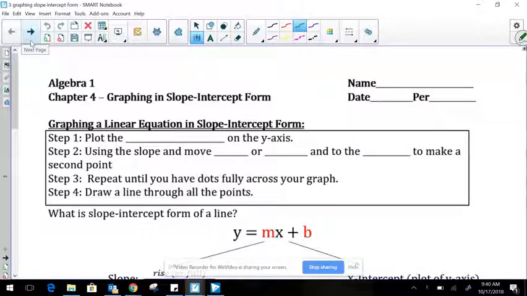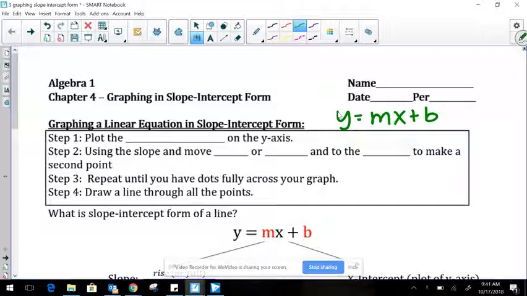Hi there. Today we are going to graph in slope-intercept form. So this top part here, we have a box with a few steps that we're going to fill in, and then I'm going to show you how to do this on a graph. So we are graphing in slope-intercept form. That slope-intercept form is always y equals mx plus b. Down below, I'll talk more about that in a minute.